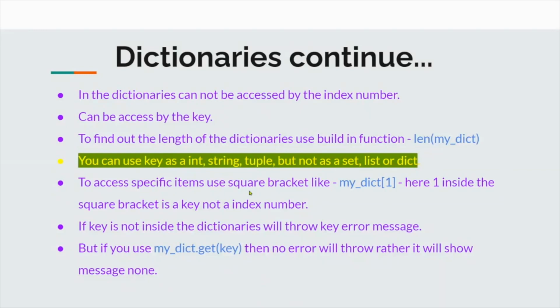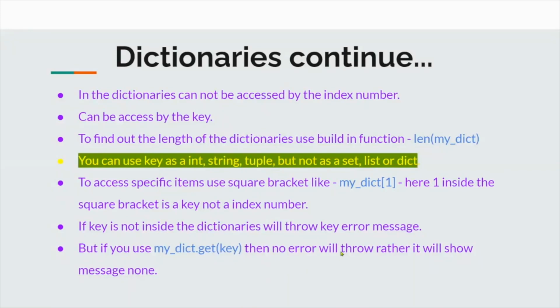And if you want to access any specific item, use the name of the dictionary and the square bracket 1. That will give you what's inside key number 1, as it shows on the screen. As I said earlier, this will throw an error message, but if you use get with the key, there's no error message.